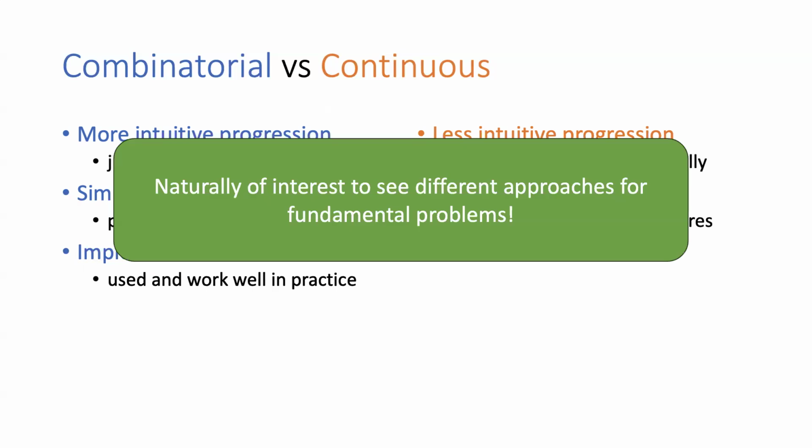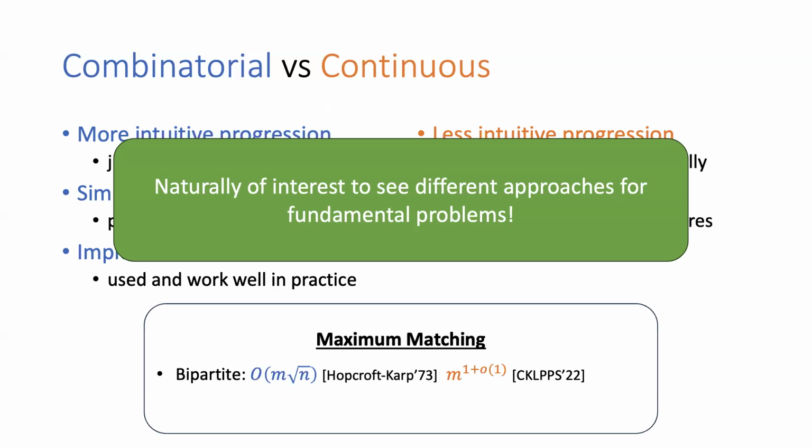I guess none of these are inherent to whether an algorithm is combinatorial or continuous. At least we don't even have a good definition of what that actually means. So it's not really about favoring one type of algorithm over the other. Instead, I think given how fundamental the maximum flow problem is, it's very natural to want to see whether there are different approaches that get slightly faster or even the almost optimal running time for such a fundamental problem.